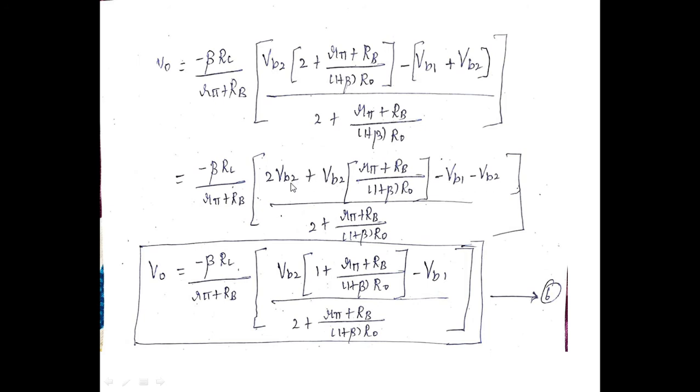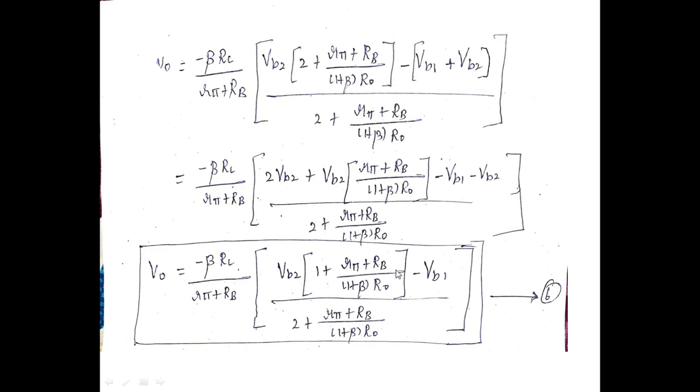So here I'm getting VB2, here a VB2. From this I've taken commonly VB2 outside. So I can write the remaining equation as 1 plus R pi plus RB divided by 1 plus beta R naught minus this VB1 term comes here, and the denominator I'm writing as such. So this will give my V naught equation, which is given by the equation which has been noted by the equation number 6.